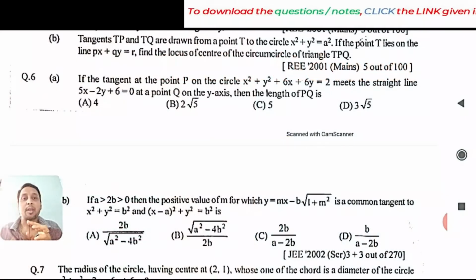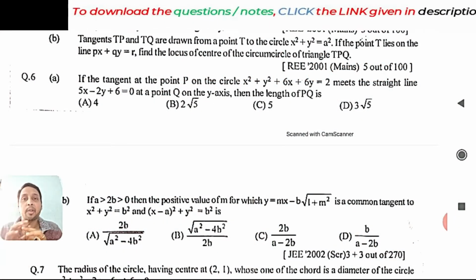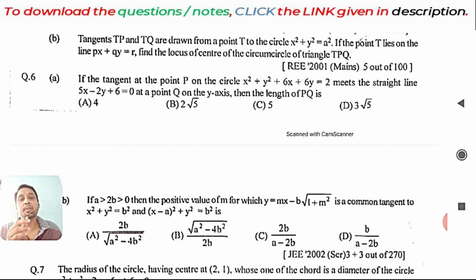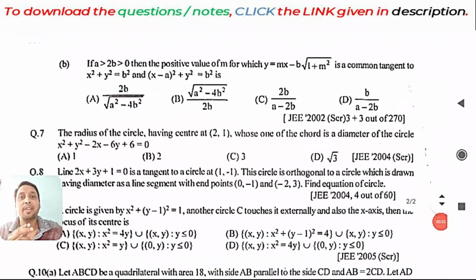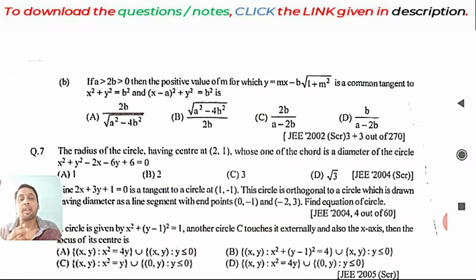Okay students, welcome you all to this new lecture on advanced level, where we are solving previous year IIT JEE questions. So today we will be solving four questions: question number 5b, 6a, 6b and then 7. Okay, then let's try to solve these questions.